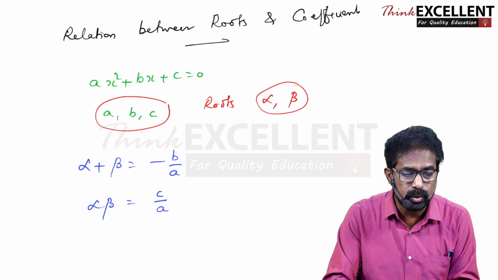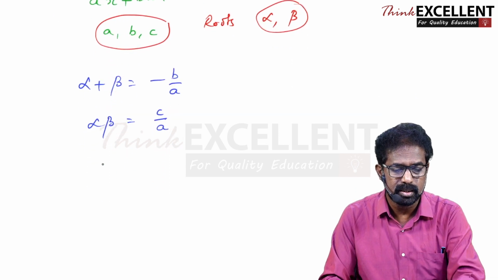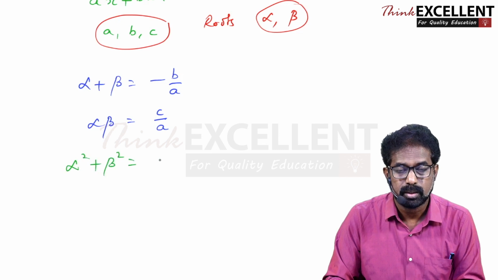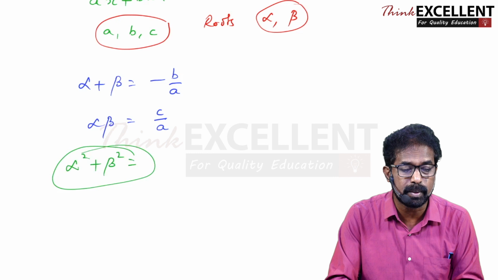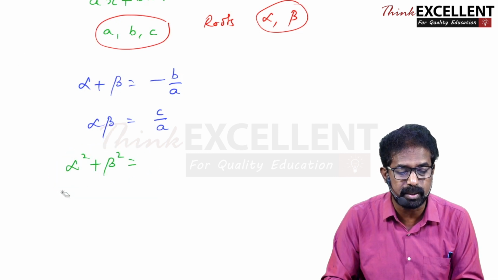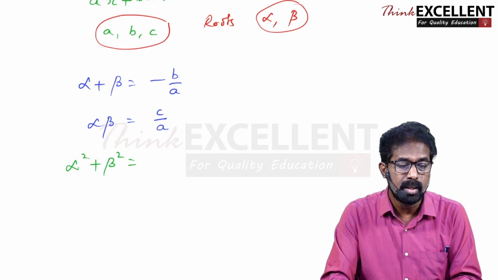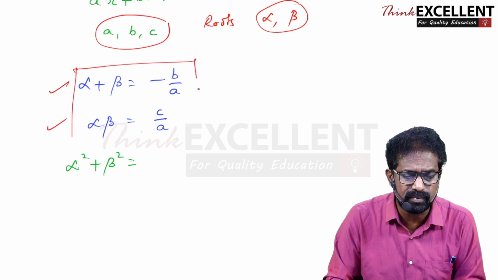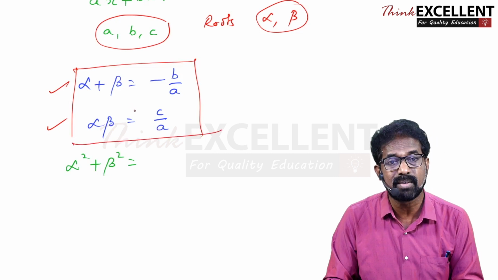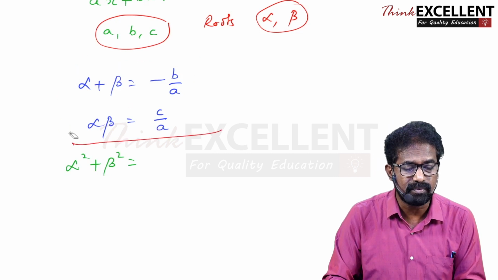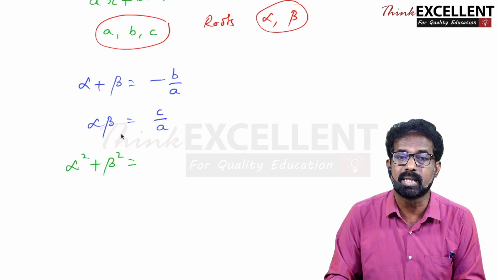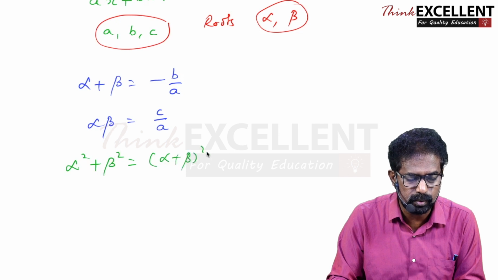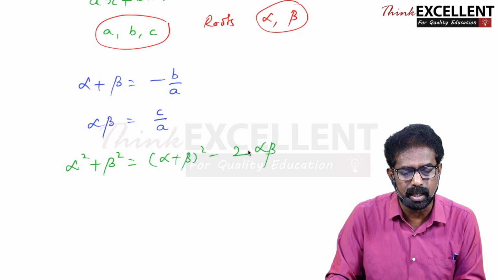In addition to that, you have to learn some more very useful formulas. Alpha square plus beta square: if they ask you to find this, first find alpha plus beta and alpha beta. Everything I give from now on is based on these two. So for any question, first find these two very important results. Alpha plus beta is minus b by a, alpha beta is c by a. Now alpha square plus beta square is alpha plus beta the whole square minus 2 alpha beta.